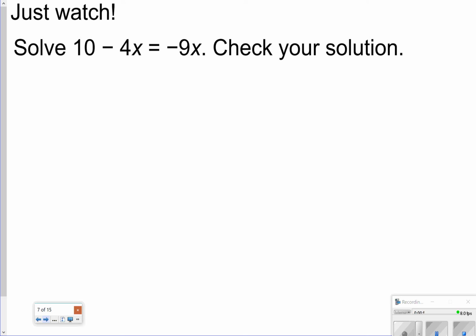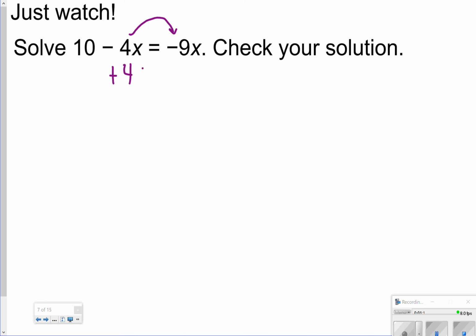So our first step said to simplify both sides of the equation if necessary, and there's nothing else to simplify. So I'm going to go into step 2, and I'm going to try to get all the variables on one side and all the constants on one side. It's going to be easiest for me to move this negative 4x over here because I already have a negative 9x on the right side, so I'm going to go ahead and do that.